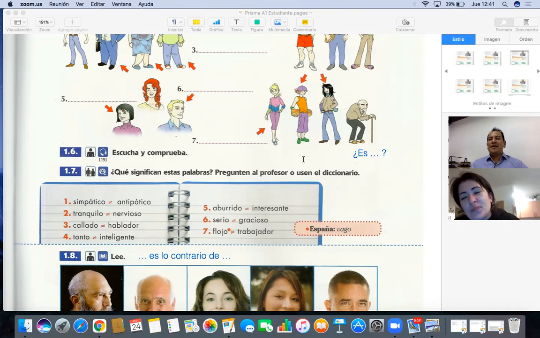Está bien, but then you can ask also, for example, about occupations. How do you say artist? ¿Cómo se dice artist? Pintor. Well, that's painter, specifically painter. Artista, es artista. No, no es artista. Es político. Oh, okay.